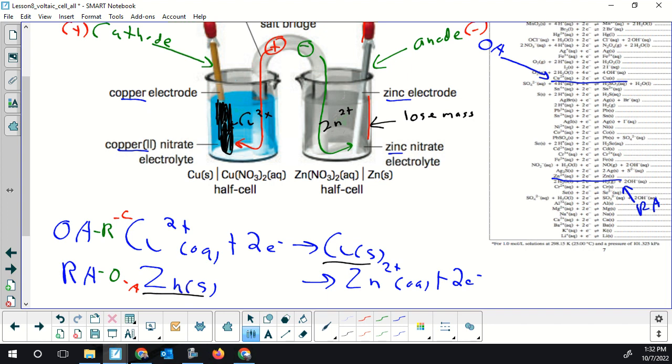Now, every half reaction is unique, so you can't memorize that the cathode always gains mass and the anode always loses it. That's not true. Some half reactions have no solids in them at all. Your H plus to hydrogen gas, the 0 line on your table, has no solids in that half reaction. So there'd be no change in mass of either electrode when that half reaction is used in either direction. So you have to use the chemistry to figure out whether an electrode is going to get heavier, lighter, or not do anything.